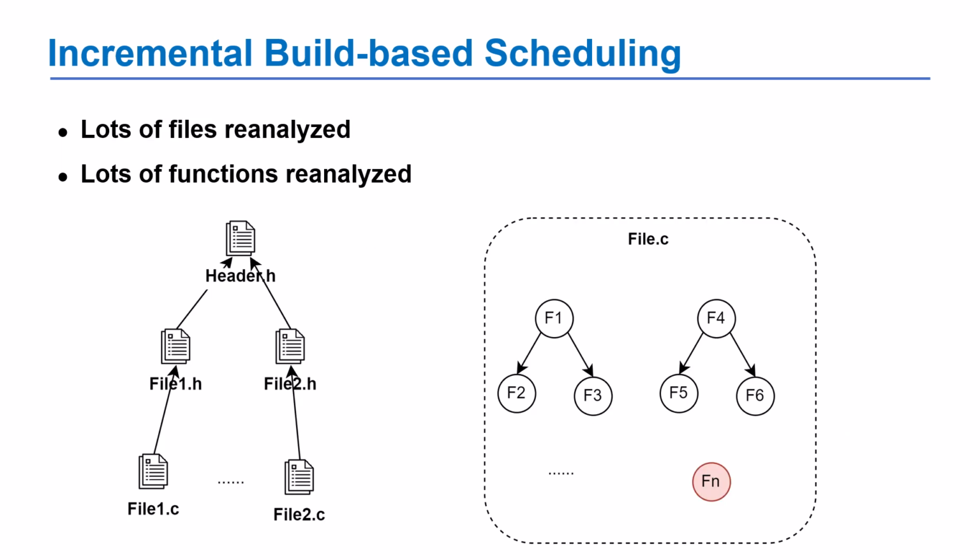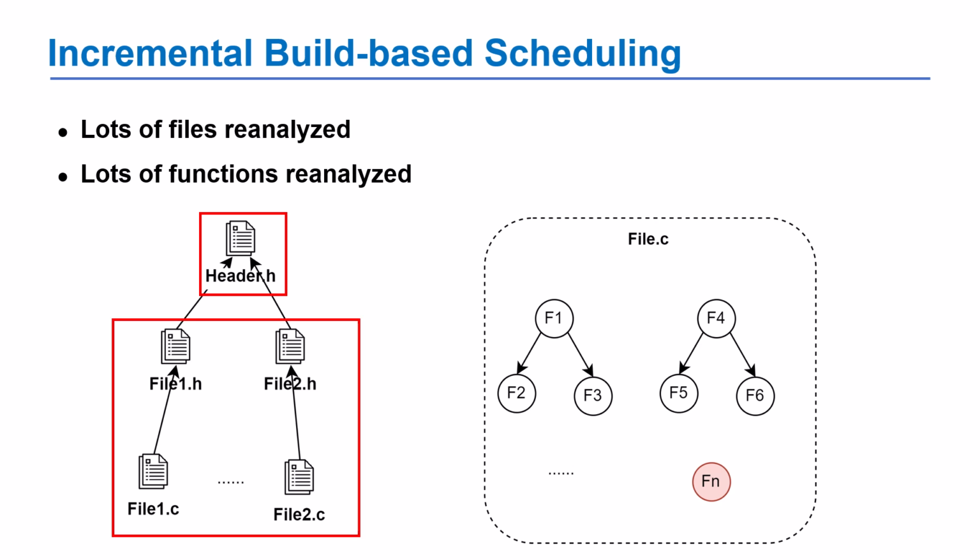But this strategy can be inefficient in the following common situations. When a high-level header file changes, all files that depend on it will be recompiled, leading to a large number of files being reanalyzed. What's more, a single file might contain thousands of functions. If only a few functions change, most function analysis results remain unchanged, making their reanalysis redundant.